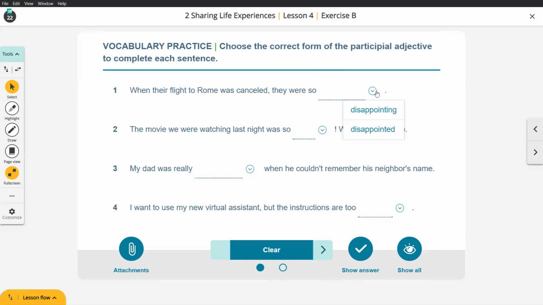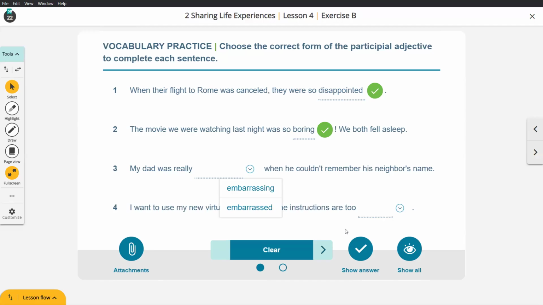Which one? Disappointed, with ed. Excellent. Number two, let's see, give me a second. Excellent. Number two, the movie we were watching last night was so. Boring. Excellent. Boring because we are talking, the movie is a thing. Number three. My dad was really when he couldn't remember his neighbor's name. So, which one?